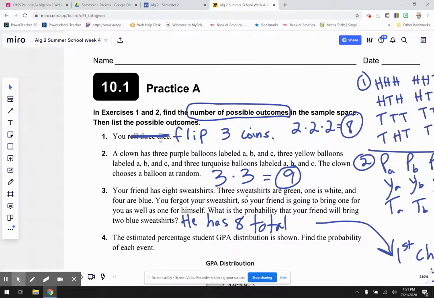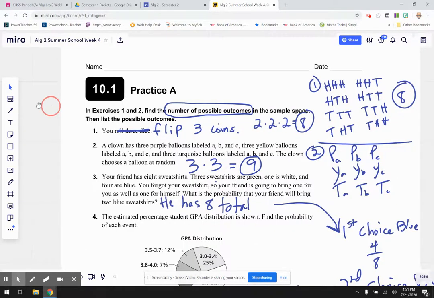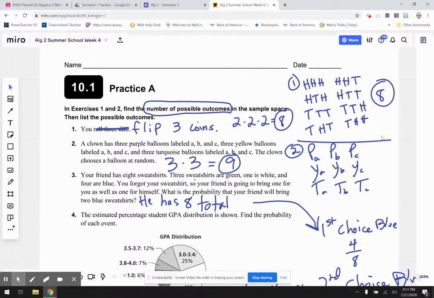They actually messed up on the problem. It's supposed to be you flip 3 coins, not you roll 3 dice. So you flip 3 coins. They want you to find the number of possible outcomes. So how many possible outcomes could happen if you flip 3 coins?